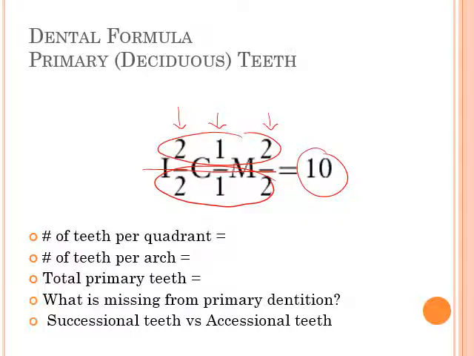You may have noticed that the primary teeth do not have premolars. The primary molars are what is going to be lost eventually, and that will allow room for the permanent premolars to come in, which are called successional teeth. The permanent teeth that come in after primary teeth are lost are all referred to as successional teeth, as they succeed the primary tooth.